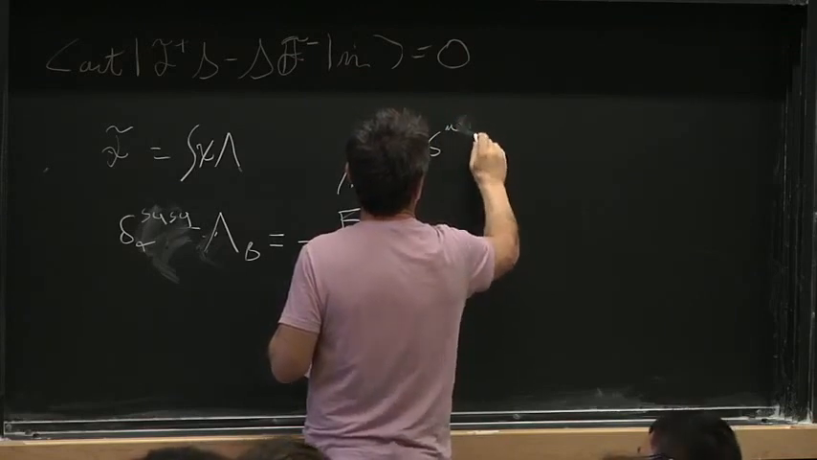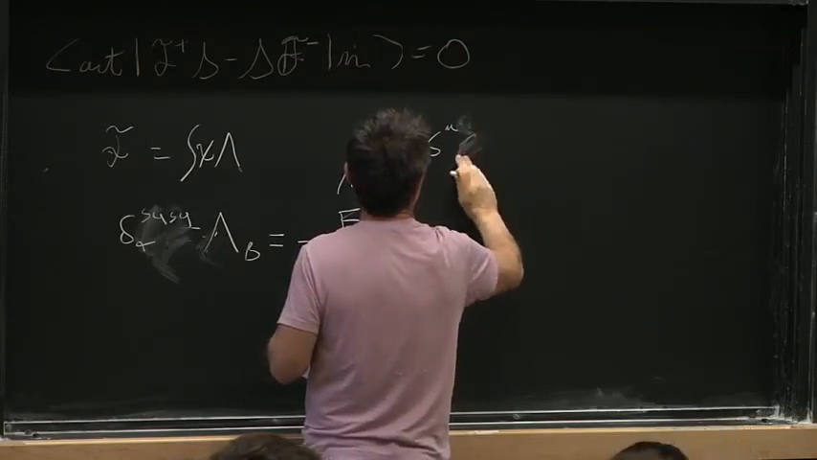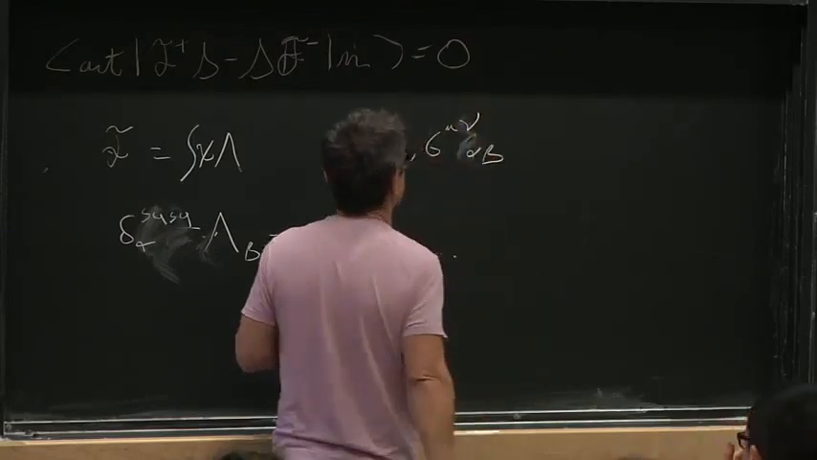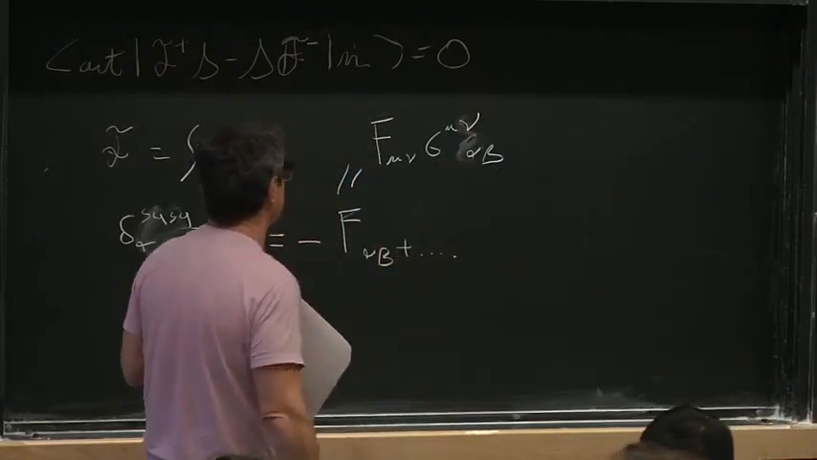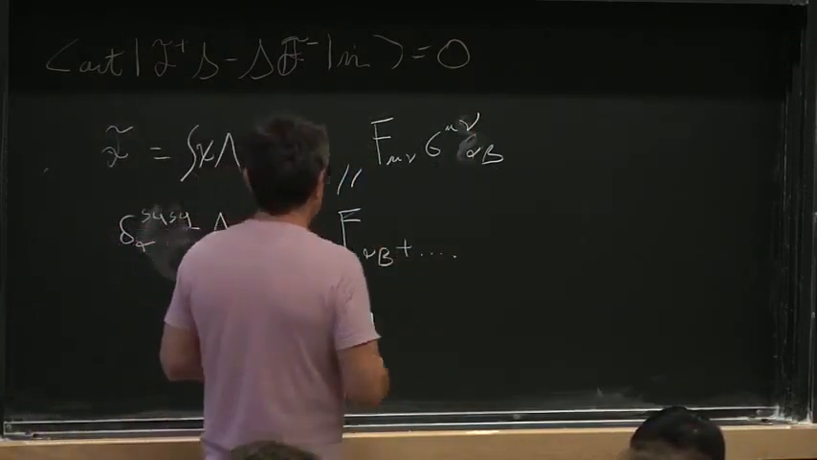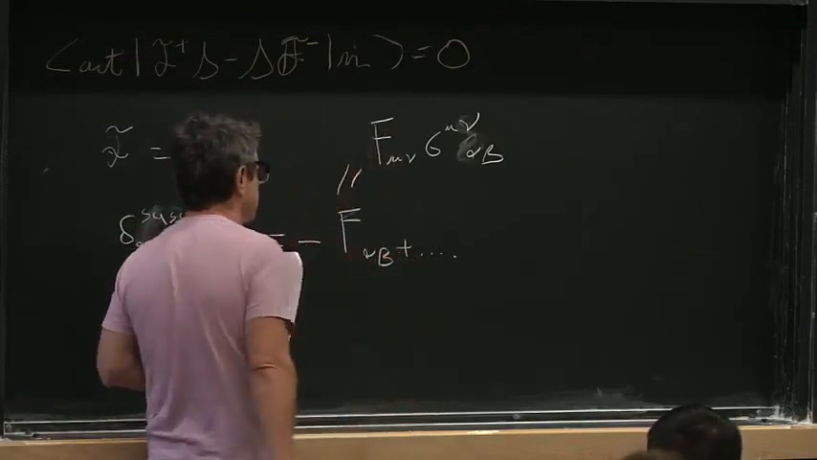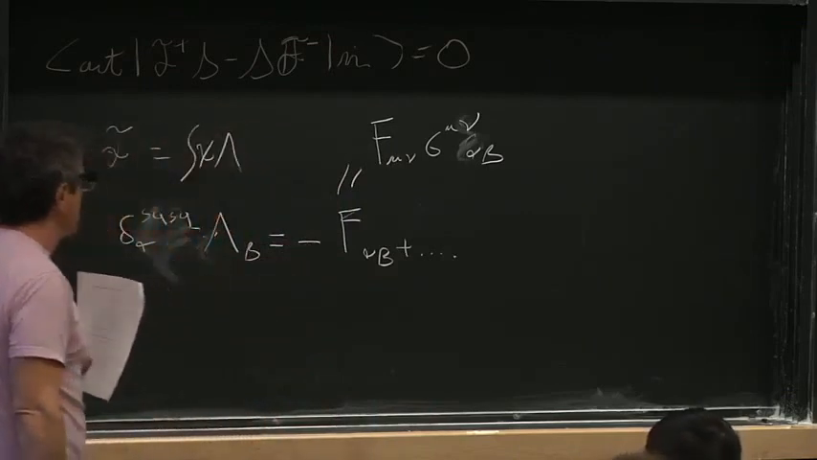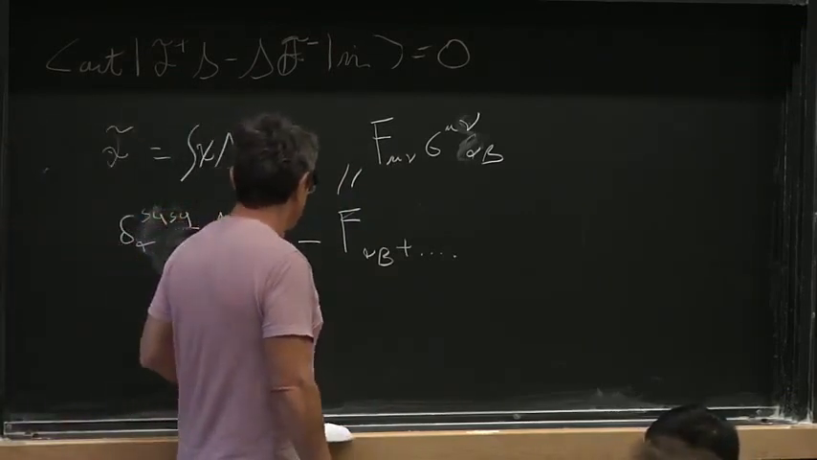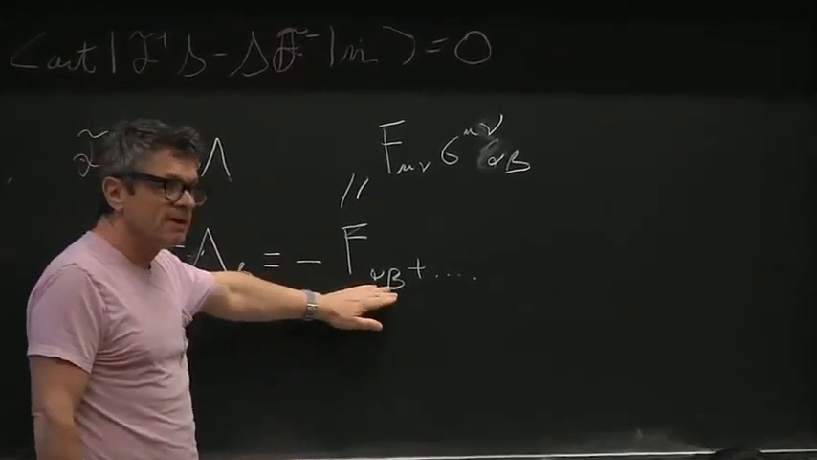I guess I should write it as sigma mu. No, I can write it as sigma mu nu alpha beta, where this is the commutator or anti-commutator of two sigmas. And so this is minus F alpha beta plus... so we know that under supersymmetry, fermions change into derivatives of bosons.